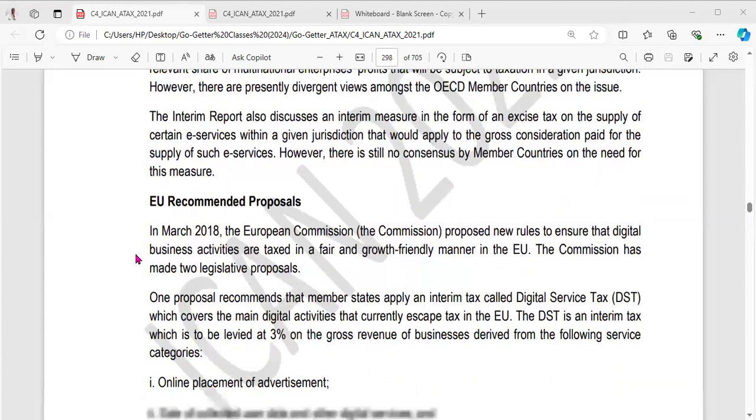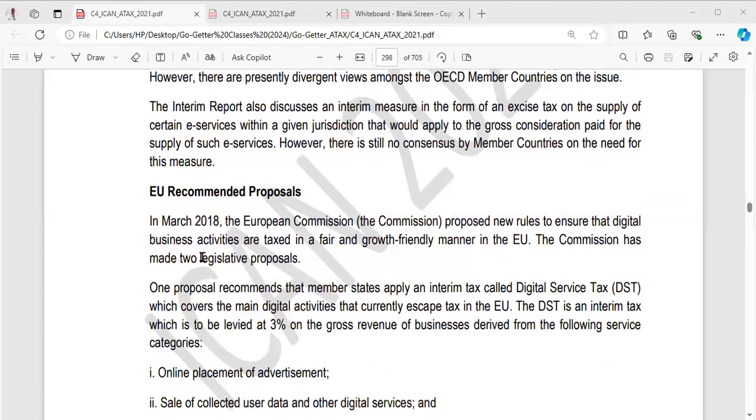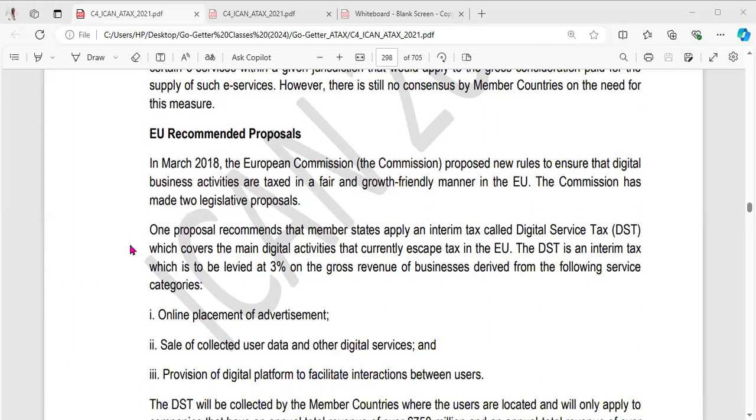All right, let's look at the EU recommended proposal. In March 2018, the European Commission proposed new rules to ensure that digital business activities are taxed in a fair and growth-friendly manner in the European Union. And they made two legislative proposals. One proposal recommends that member states apply an interim tax called the digital service tax, which covers the main digital activities that currently escape tax in the EU.